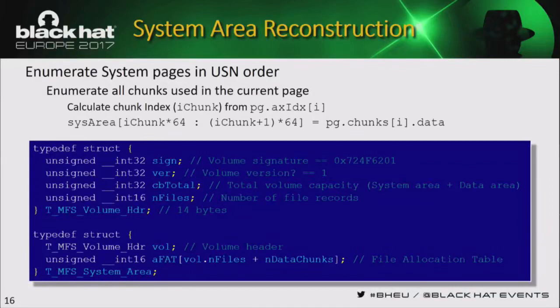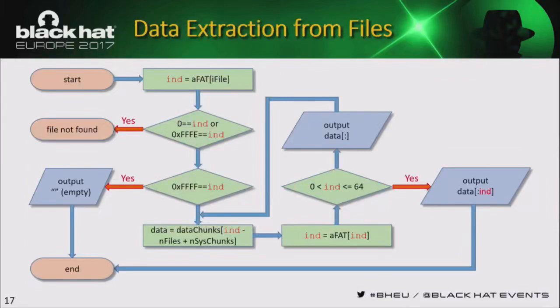There is a number of entries here: the number of data chunks and the number of files. So the first n files elements contain information about finding the beginning of the file, and all the others contain information about how to find the continuation of the file. Its indexing looks very much like the old DOS file system, FAT. This diagram represents the sequence of actions you need to reconstruct the content of the file.